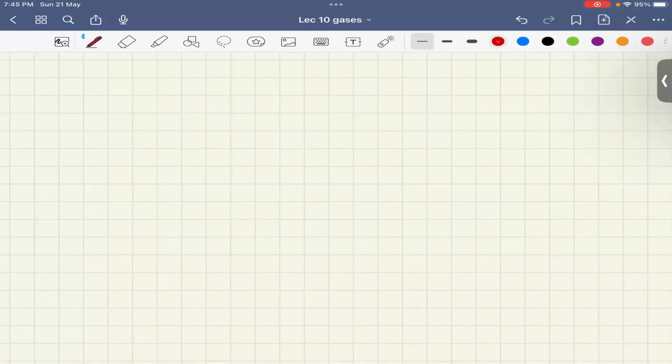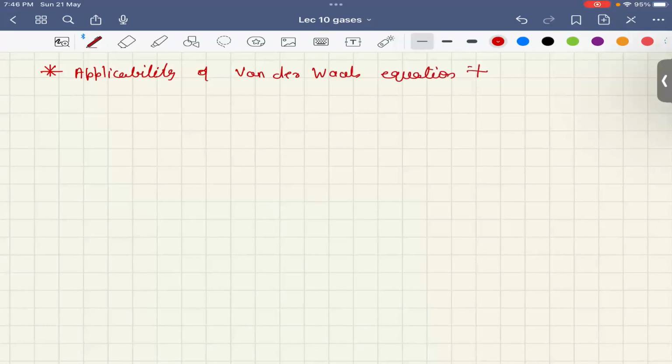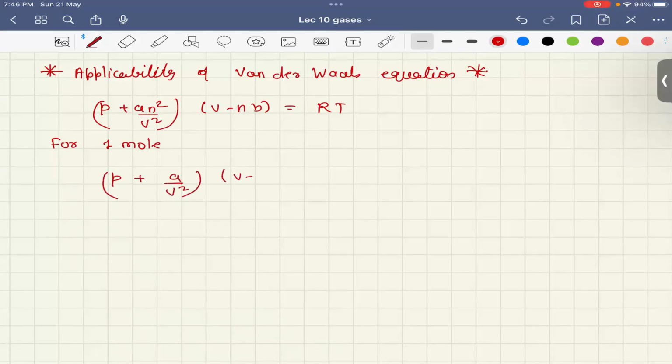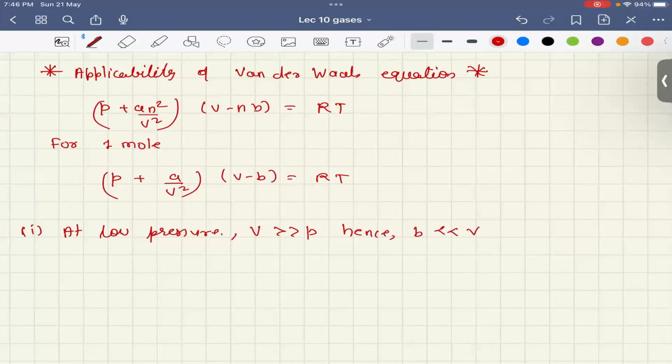So now let us look at the applicability of van der Waals equation, right? The van der Waals equation is (P plus a n square by V square) multiplied by (V minus nb) equals RT. For 1 mole, this equation changes to (P plus a by V square) into (V minus b) equals RT, right? So let's consider low pressure. At low pressure, V is very much greater than b, right? Hence, we can assume that b is very much less than V, right?